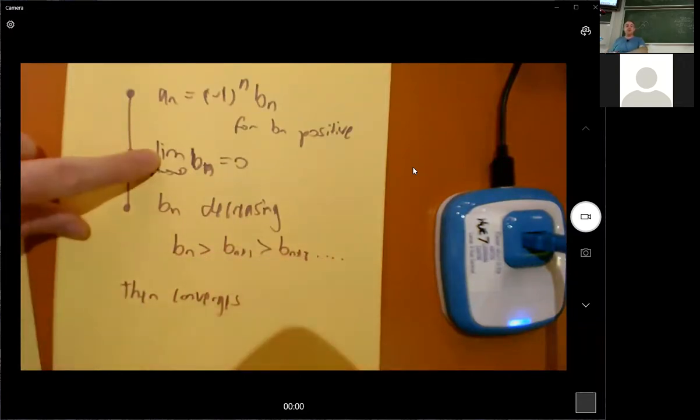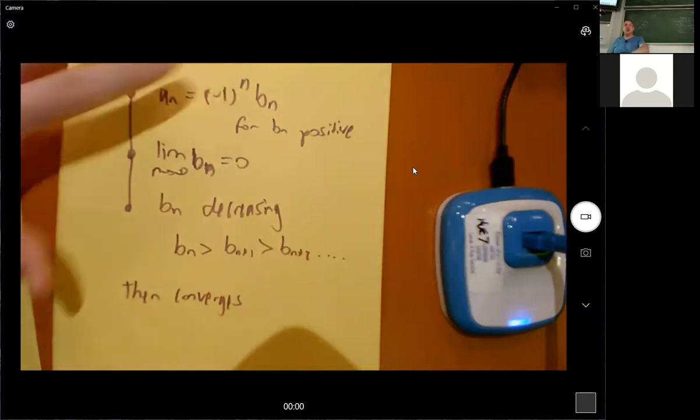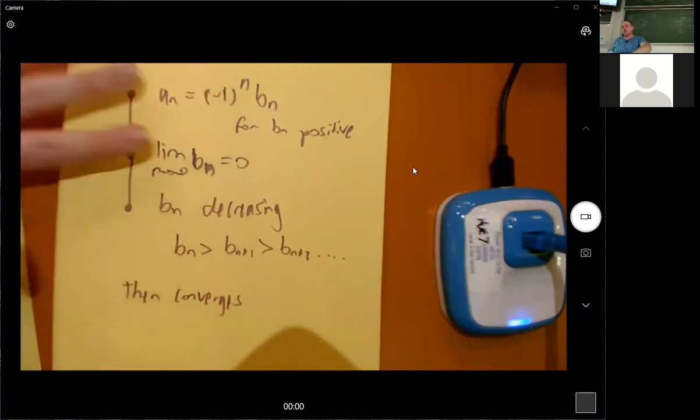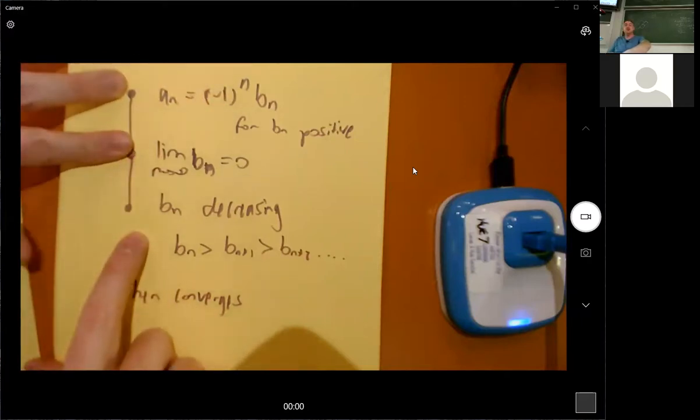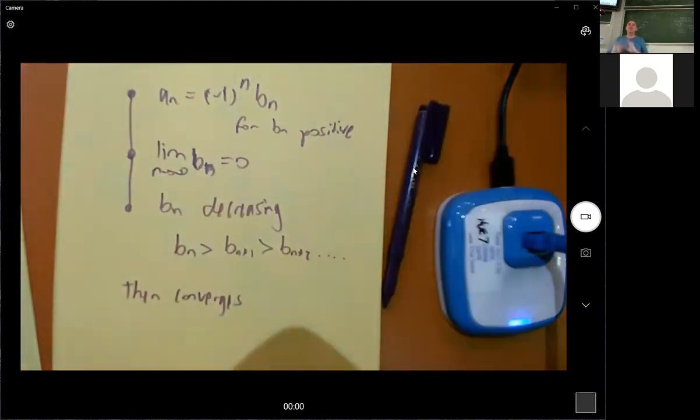If this isn't true, then it will definitely diverge. And if it has to be an alternating series anyway, and it's not decreasing, then it may or may not converge. I'm pretty sure. Could be wrong. In general, if it doesn't fit the test, you don't know.